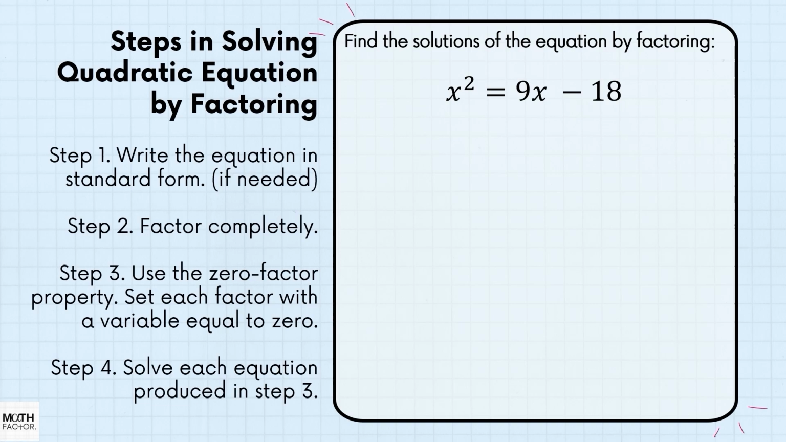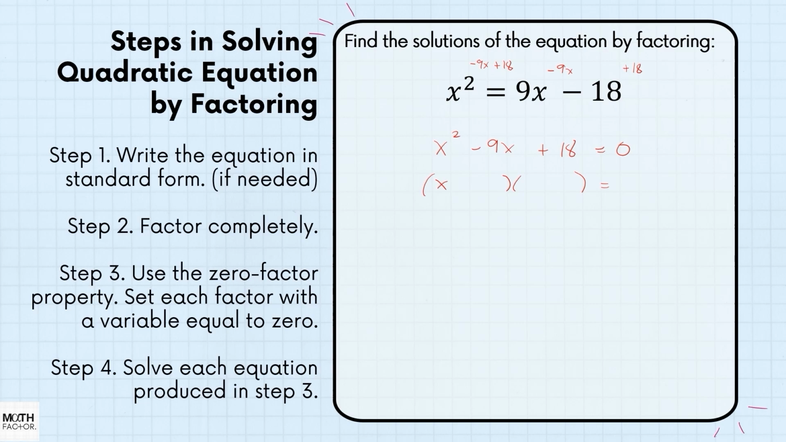We have x squared equals 9x minus 18. Since the equation is not yet in standard form, we will first convert this into its standard form. So this will give us minus 9x and plus 18. So our standard form will give us x squared minus 9x plus 18 equals 0. So this is now a quadratic trinomial. Let us now factor this equation.